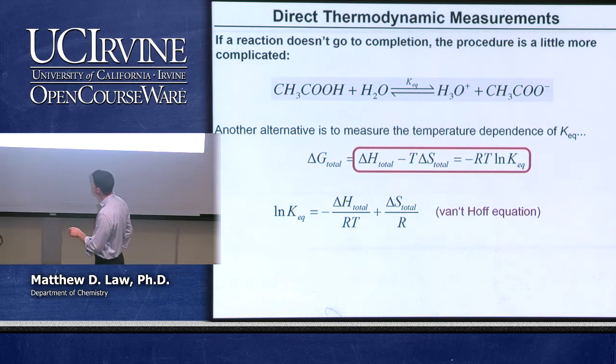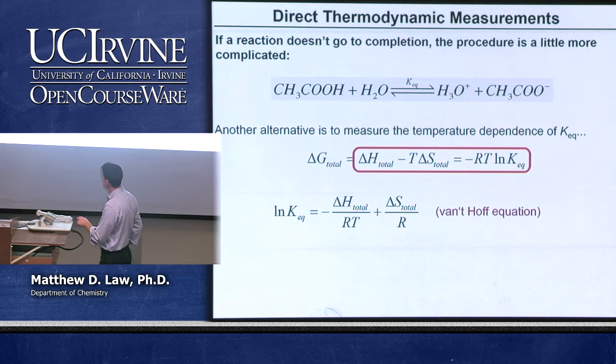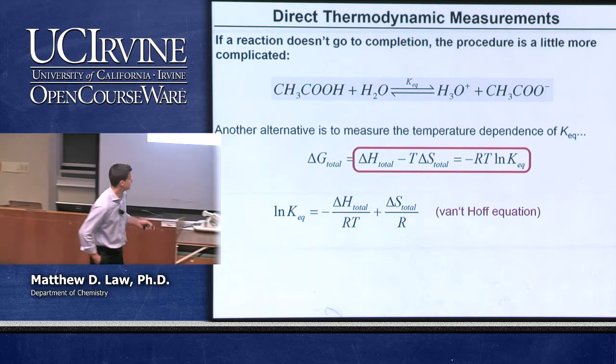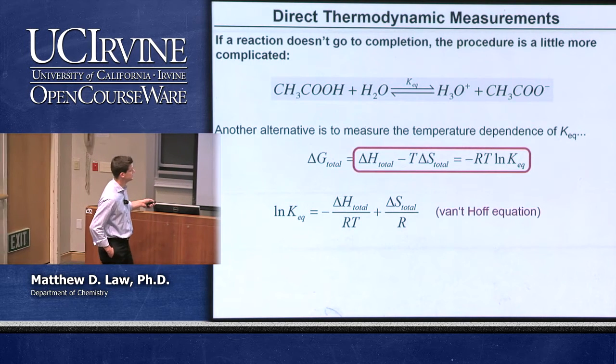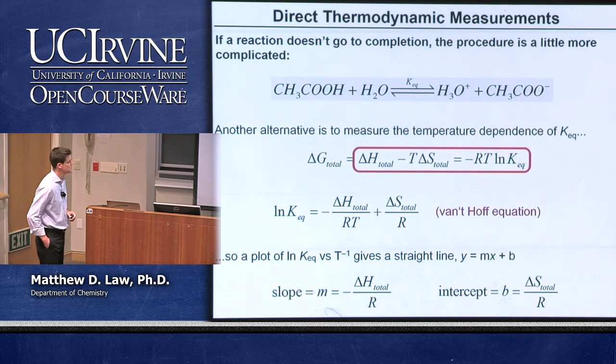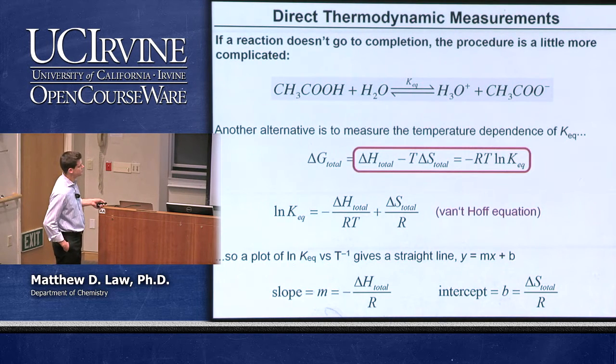And so if we plot the natural log of the equilibrium constant versus 1 over T, we're going to get a straight line. And the slope is going to be related to negative delta H over R, and the intercept is delta S over R. And so this is how you can get delta H. So we plot natural log of K versus 1 over T, and we get a straight line.